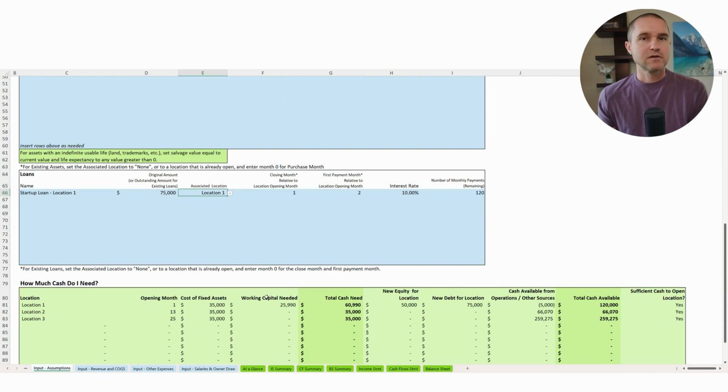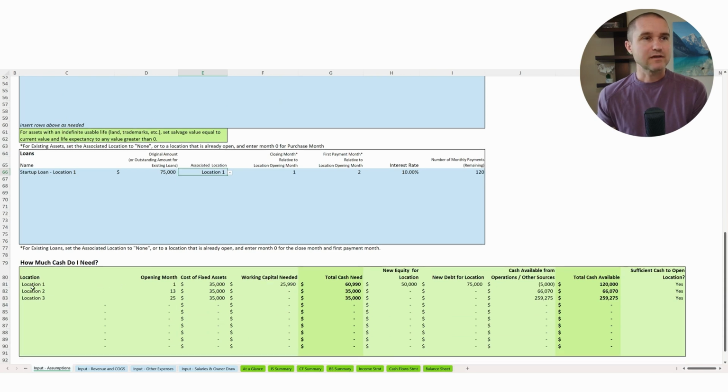Okay, so you want to check this green box again if you're adding multiple locations to be able to see, hey, do I have sufficient cash to open the location? Yes. And what we see here is that you actually have enough cash to open those new locations just from your internal cash flow. The profits of the first location help you open the second location. Profits of the first 2 locations give you the cash you need to open the third location. And that's how that is all working.